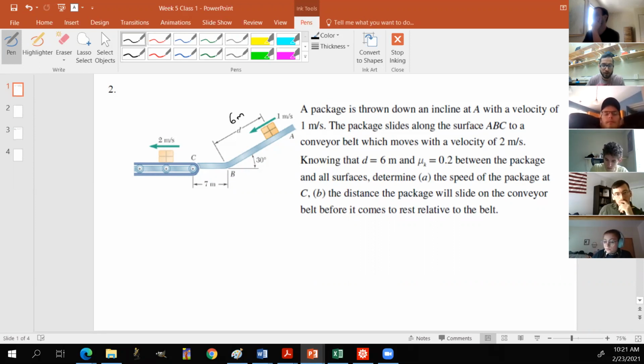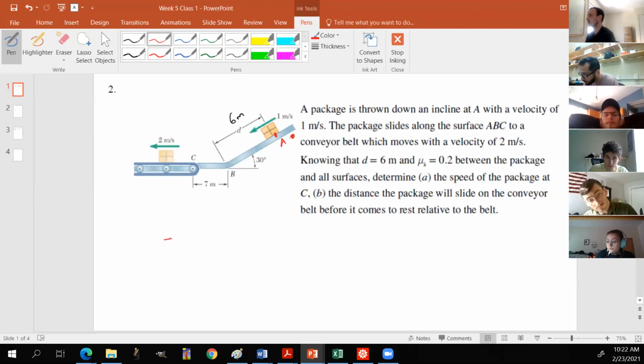So the first part of the problem is asking you to find the speed at the point C, right? We can do this problem using the work energy principle. Let's say this is the position A, and B and C over here. When you move on to position C, you can express everything in terms of your work energy expression, right?